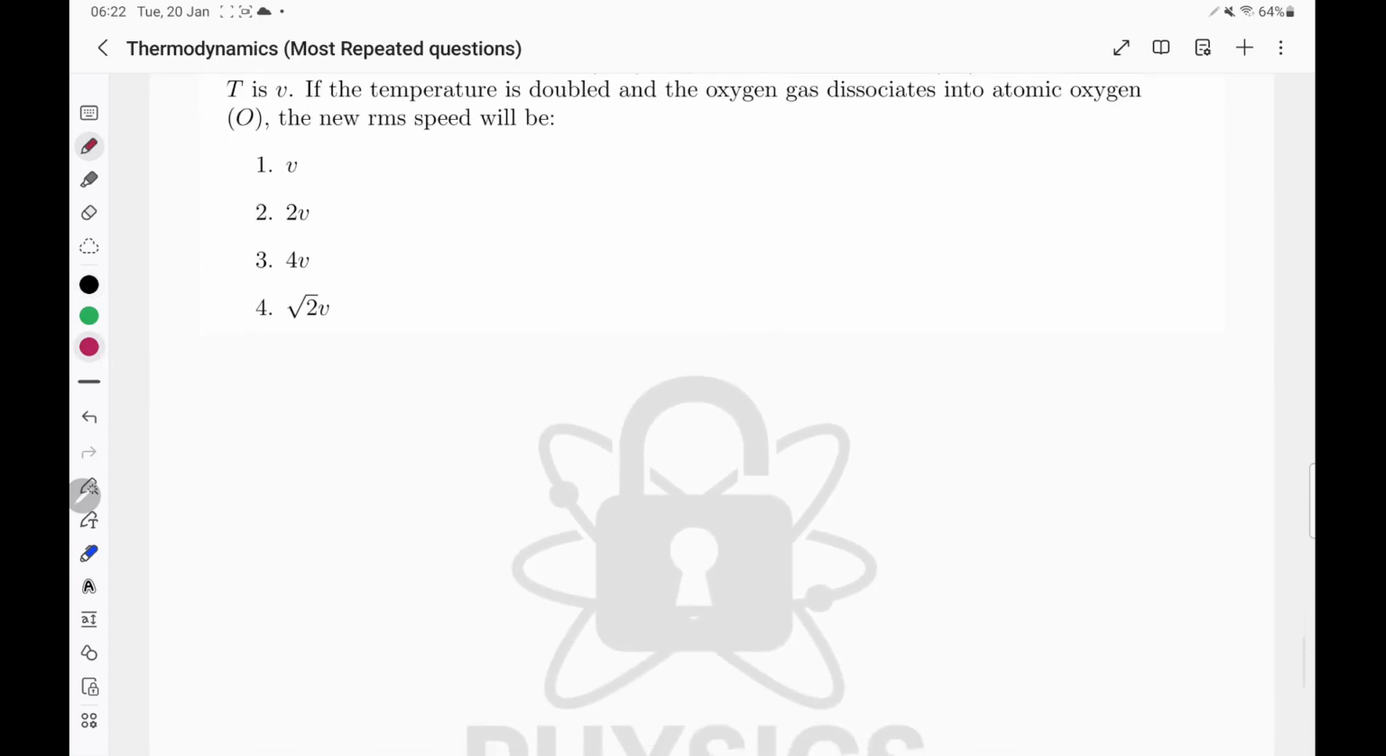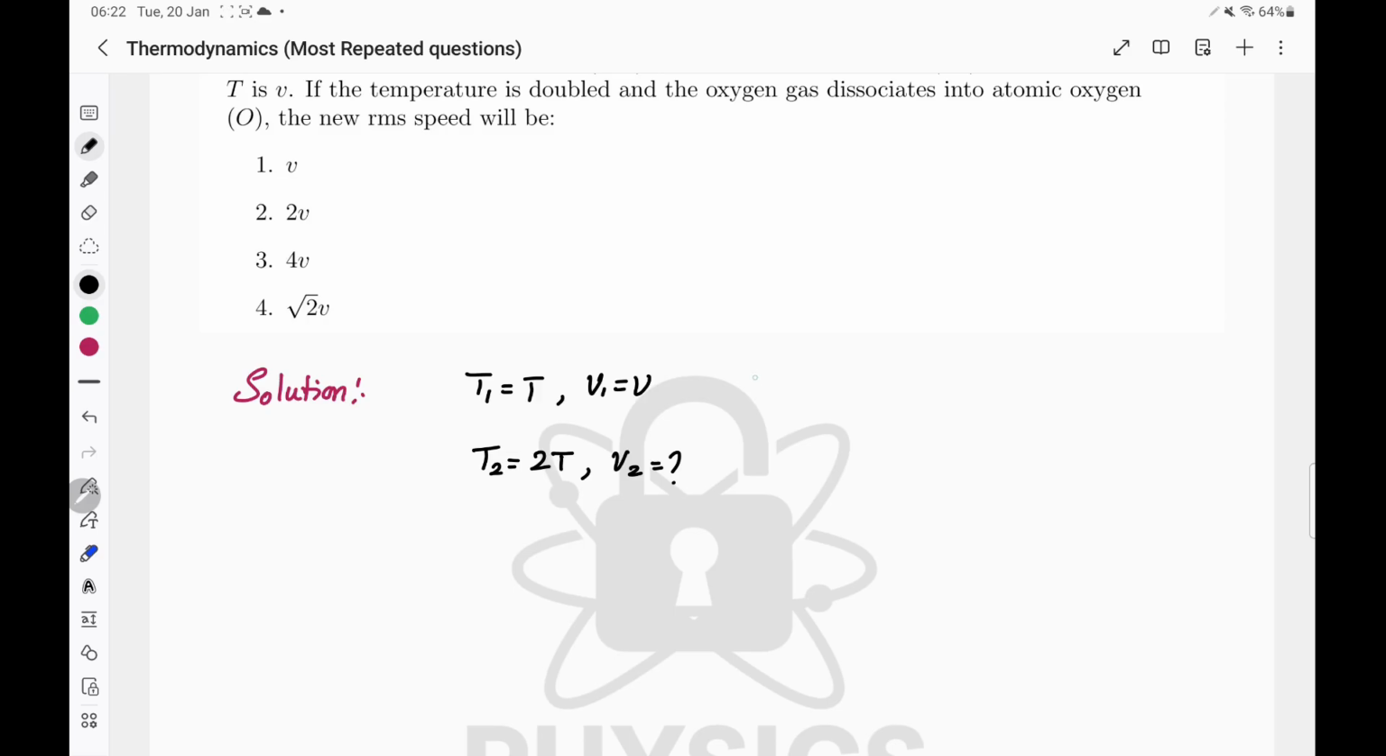So, what are the changes that are occurring? First of all, if temperature T1 is T and V1 is V, they are telling the second temperature, final temperature is 2T and we need to find V2, that is what we need to find.